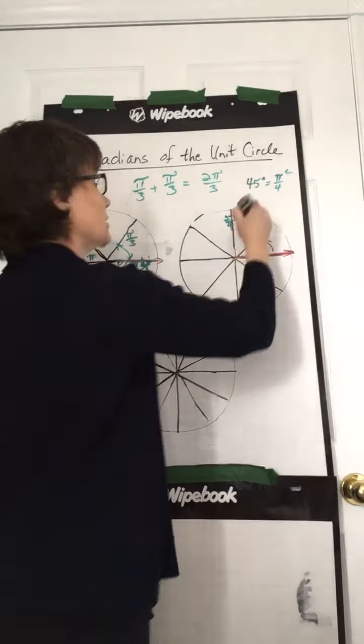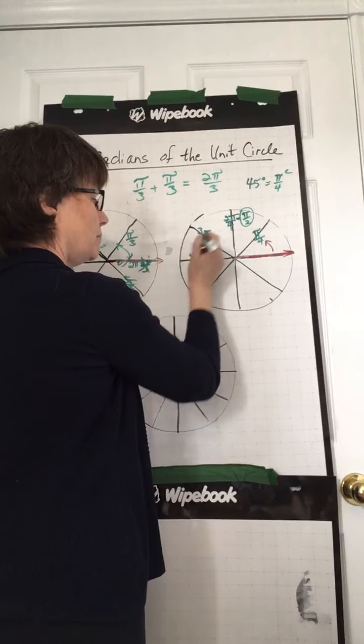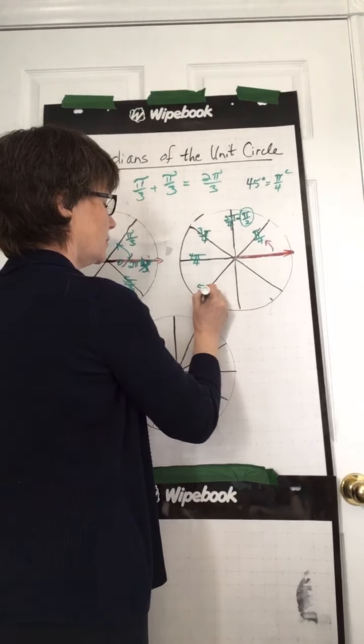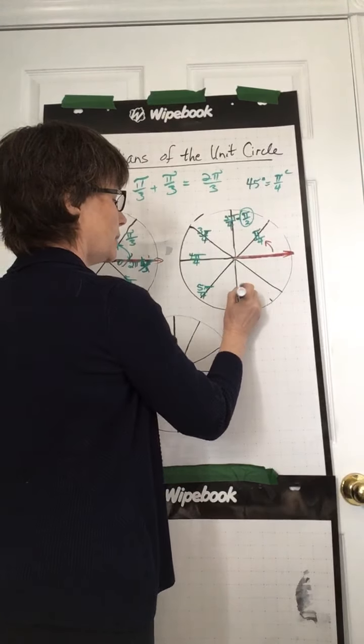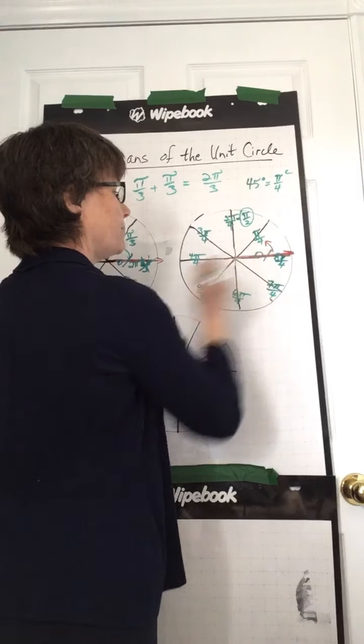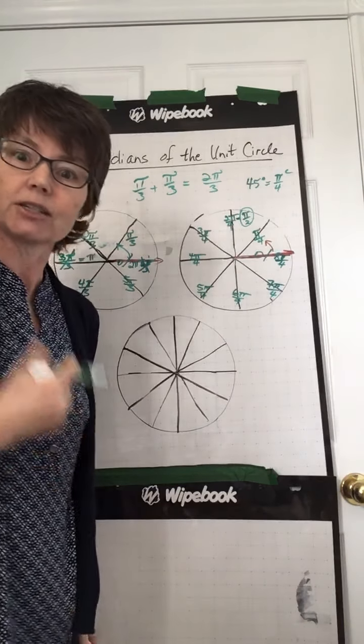So pi over 4, 2 pi over 4, 3 pi over 4, 4 pi over 4, I'm just going to leave it there for now and keep counting, 5 pi over 4, 6 pi over 4, 7 pi over 4, 8 pi over 4, and again I forgot to start with 0. Okay, now can any of these fractions be reduced?